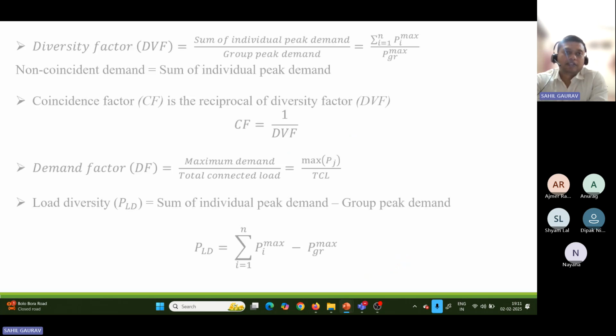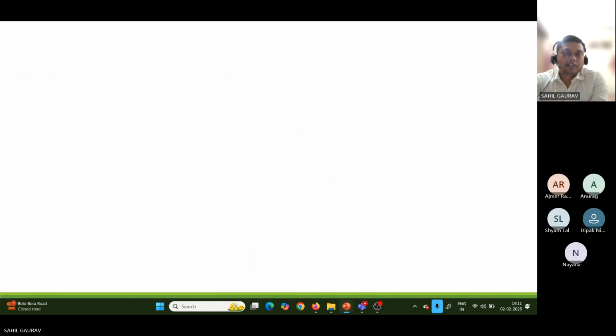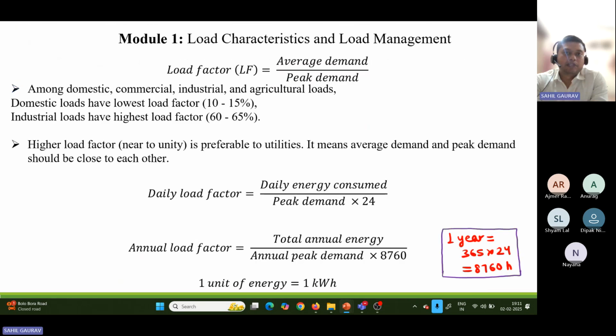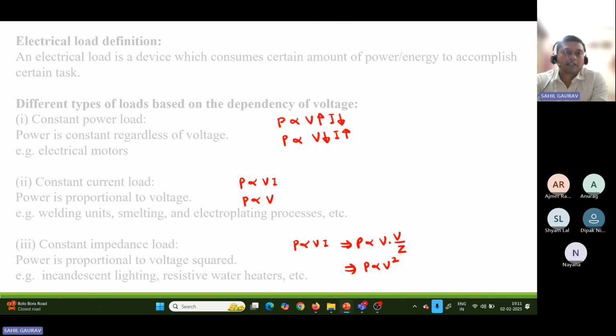So moving to today's assignment, today's tutorial. In today's tutorial, we have to know some other expressions apart from the load factor. In the last tutorial, the only important expression was the load factor. Load factor is average demand upon peak demand or maximum demand. So load factor is the ratio of average demand to the peak demand or maximum demand.